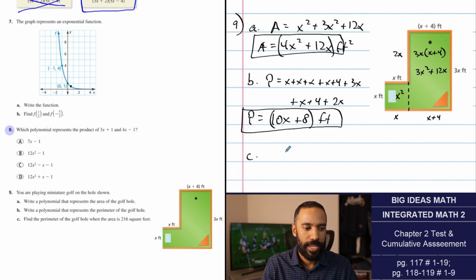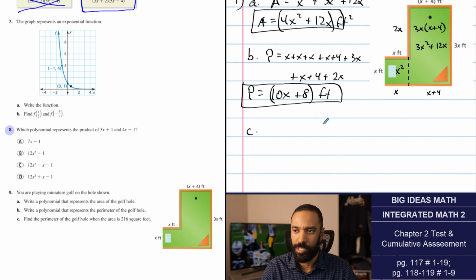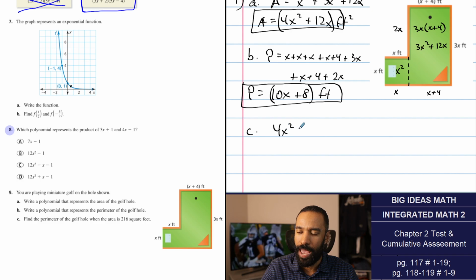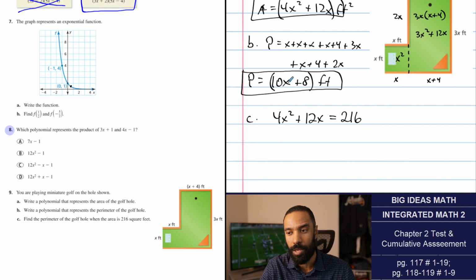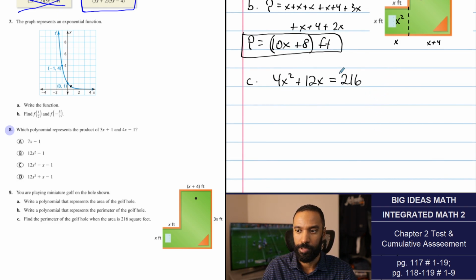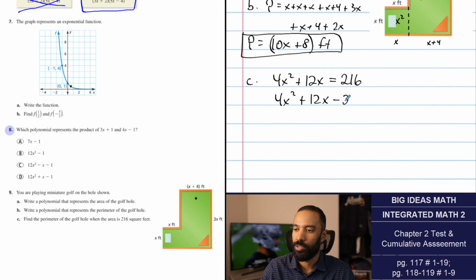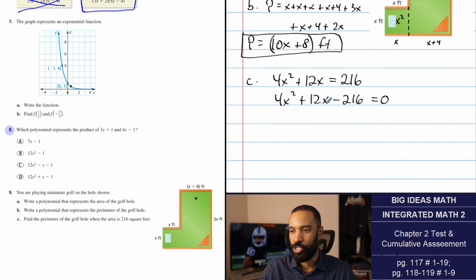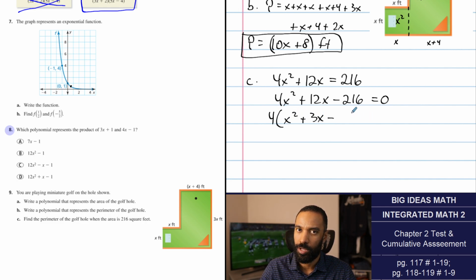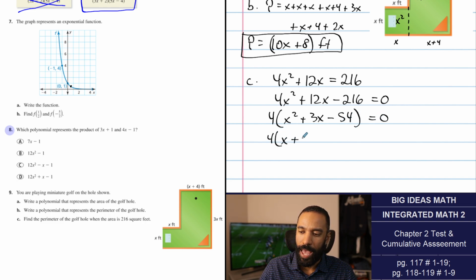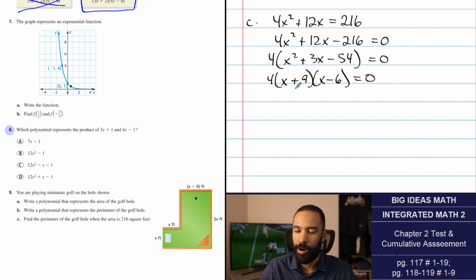Part C says, find the perimeter of the golf hole when the area is 216 square feet. Clearly, we have to see when 4x squared plus 12x equals 216. We're going to take that value of x, and substitute it in for the perimeter. If x is 2, it would be 10 times 2 plus 8, that kind of thing. So let's go ahead and subtract over 216. I see a GCF of 4 here, so I'm going to take that out. And I got x squared plus 3x minus 54. That factors into x plus 9 times x minus 6. The 4 will not be a part of my solution set here.